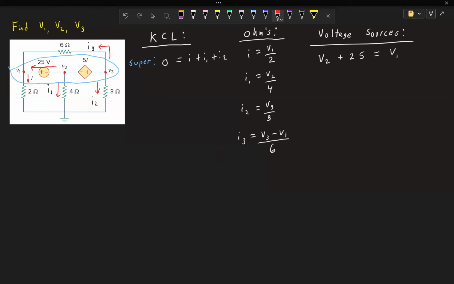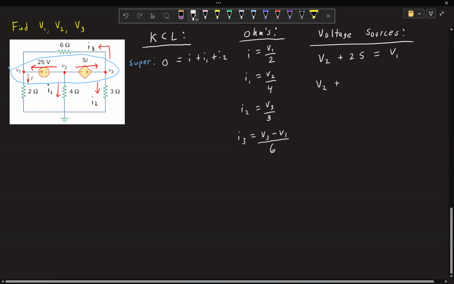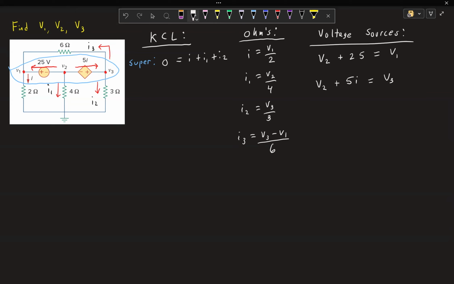Then we can do the same thing from V2 to V3. V2 plus, we're passing negative to positive through a 5I voltage source, equals V3. Except we already defined what I is, so we can rewrite this as V2 plus 5 times V1 over 2 equals V3. And then we'll arrive at our final equation, V2 plus 5 halves V1 equals V3.